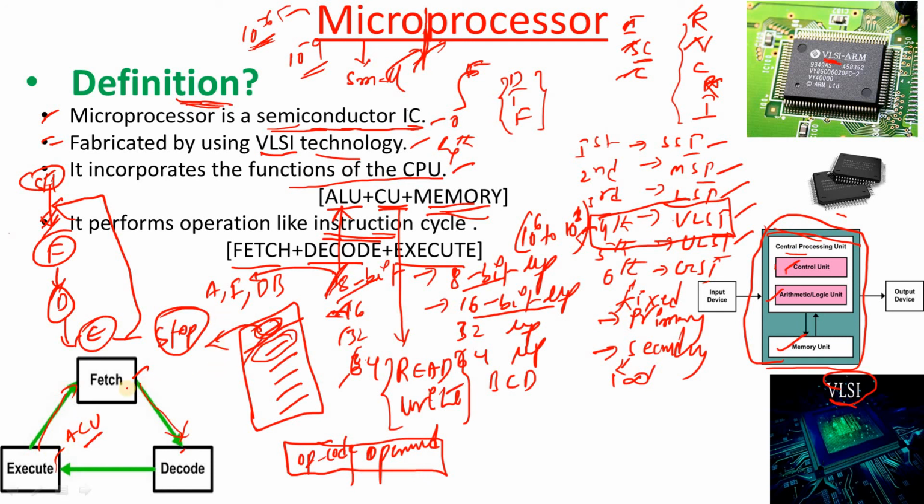After completion of the second, the fetch cycle reads the third instruction from the memory. Like this, we fetch, decode, execute. It must follow all these three steps. Only if it follows all these steps can you say that the particular instruction is completed. Otherwise, the instruction execution is not completed. Like this, it performs operations like the instruction cycle. These are the points we discuss in the definition of the microprocessor. Thank you.